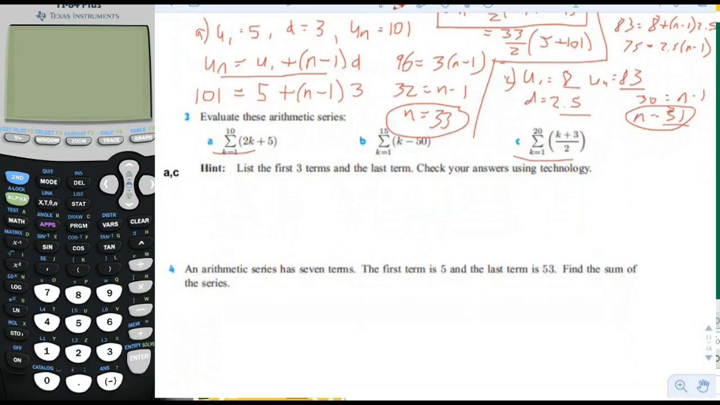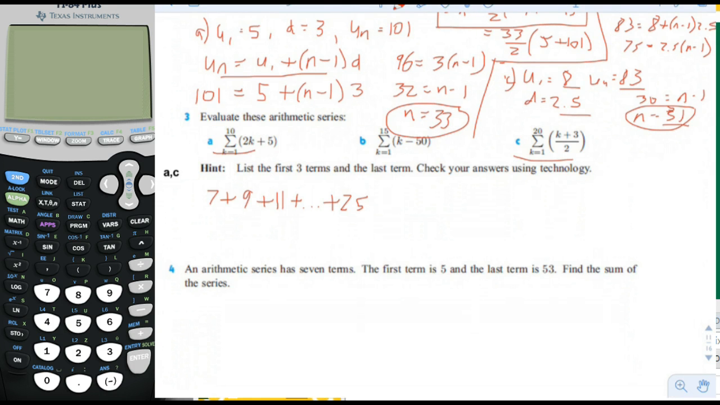Now these, it says list the first 3 terms and the last term. Check your answer using technology. Let's list the 3 terms and the last term and see if it's worth doing with the calculator or if it's worth doing by hand. So the first term would be 1 times 2 plus 5, 1 times 2, which is 2, plus 5, which would be 7. And then the next term would be 2 times 2 plus 5 is 9. And the next one would be 11, of course. And what would be the last term? The last term would be 2 times 10, which is 20, plus 5, 25.